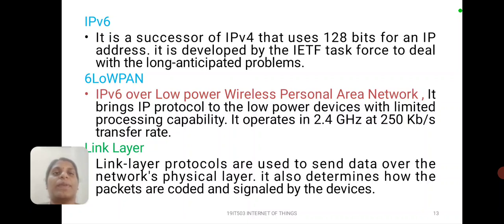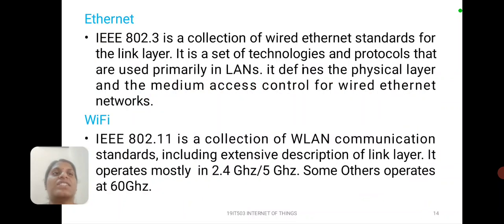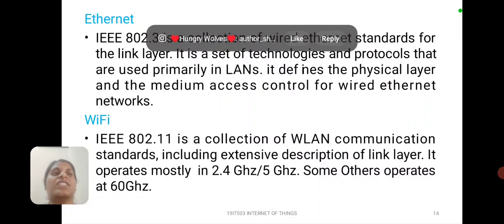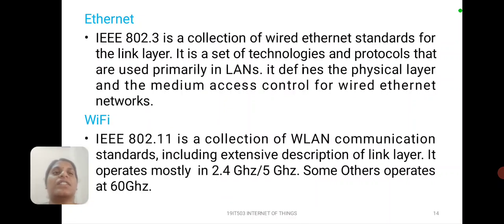6LoWPAN is IPv6 over low power wireless personal area networks. It brings the IP protocol to low power devices with limited processing capability. Link layer protocols are used to send the data over the network's physical layer. It also determines how the packets are coded and signaled by the devices. Ethernet is a collection of Ethernet standards for the link layer. It is a set of technologies and protocols that are primarily used in the LAN. It defines the physical layer and the medium access for wired Ethernet networks.